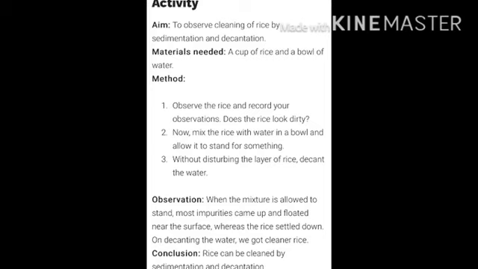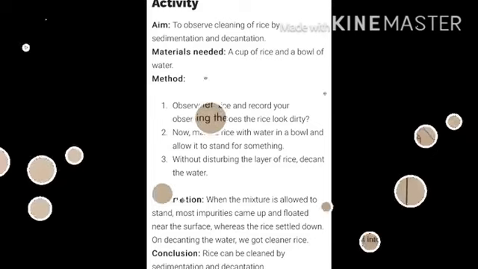Now mix the rice with water in a bowl and allow it to stand for some time. Without disturbing the layer of rice, decant the water. Observation: when the mixture is allowed to stand, most of the impurities come up and float near the surface, whereas the rice settles down. On decanting the water, we got clean rice. Conclusion: rice can be cleaned by sedimentation and decantation process.